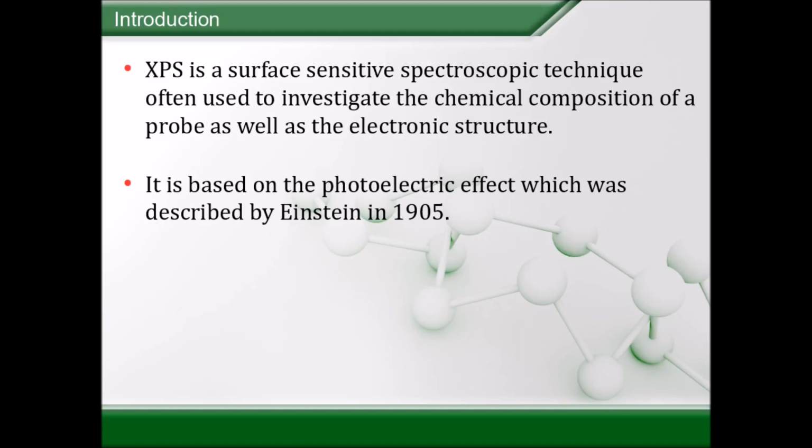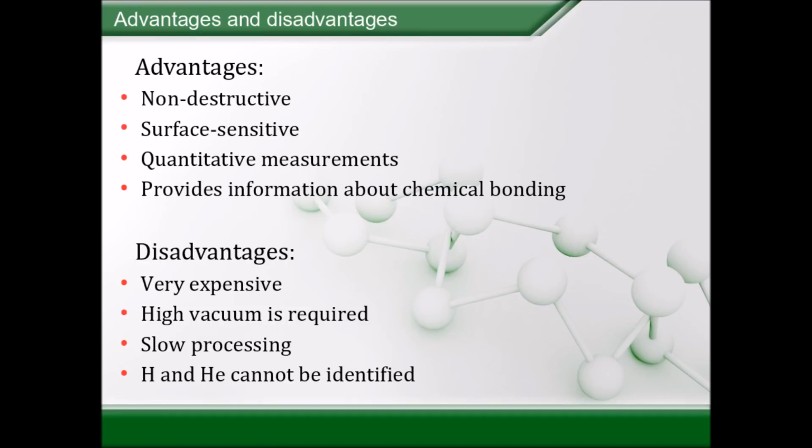It reveals which chemical elements are present at the surface, such as carbon and oxygen. It informs us about the chemical bond nature which exists between these elements as well. XPS has some advantages and some disadvantages, and we are going to go through some of them here.